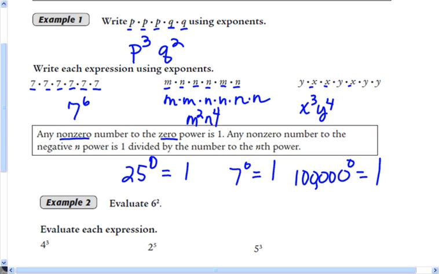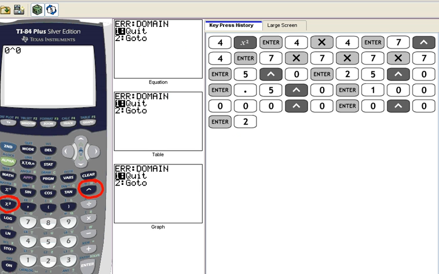Now that we have our calculator, we know how to use it. So here in example 2 it says evaluate 6 to the second. That one you can do without a calculator, and you know that just means 6 times 6, which is 36. 4 to the third power, if I expand that, I get 4 times 4 times 4. And if I go ahead and use my calculator to figure out what that is, look at this, 4 to the third power.